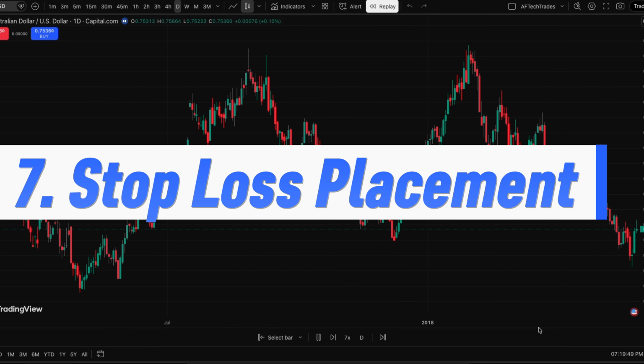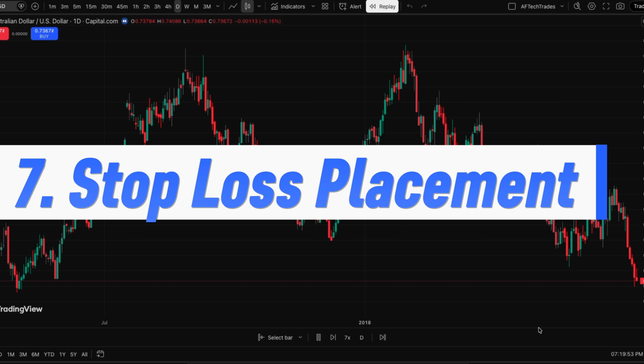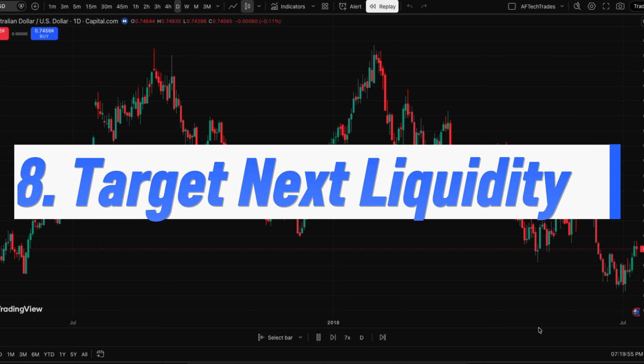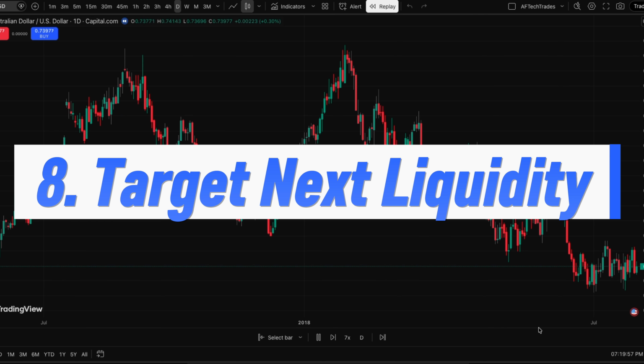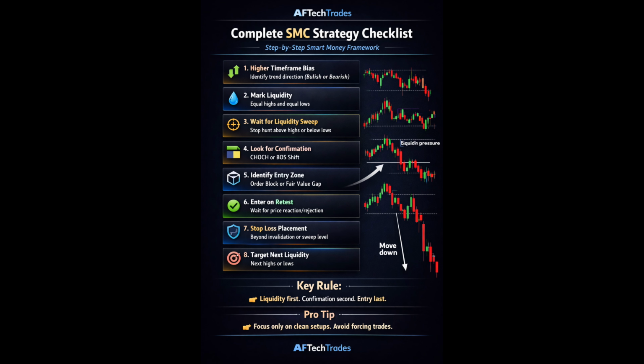Step 7. Place your stop loss beyond invalidation, usually beyond the sweep high or low. Step 8. Target the next liquidity, typically the next equal highs or equal lows. That's it. This approach is powerful because it forces patience. Liquidity first, confirmation second, entry last.